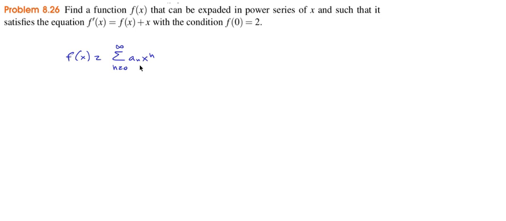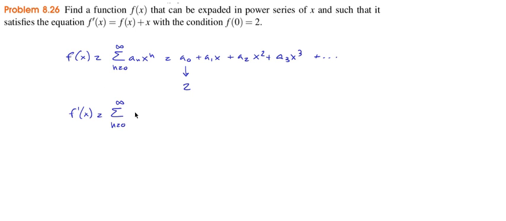That's the idea, right? This is a0 plus a1x plus a2x squared plus a3x cubed, and so on and so forth. Now, because f at 0 is 2, we're given already the coefficient a0, which is 2. Now what are the other coefficients? Well, we know that f prime is the derivative of this function, which is going to be the sum from n equals 0 to infinity of n times a sub n x to the n minus 1.